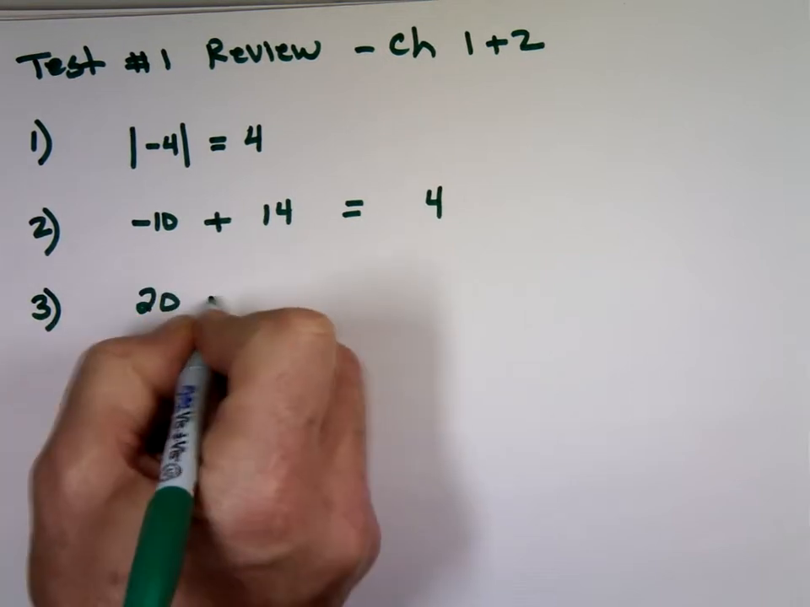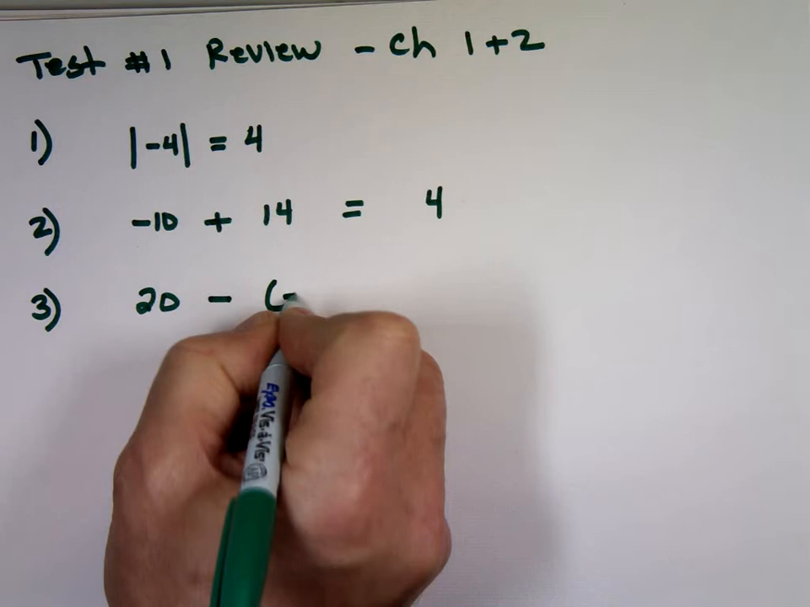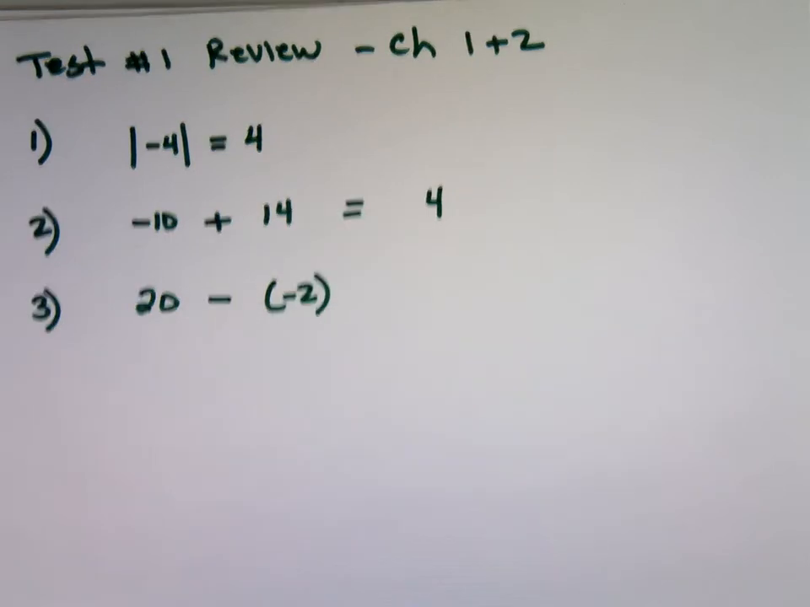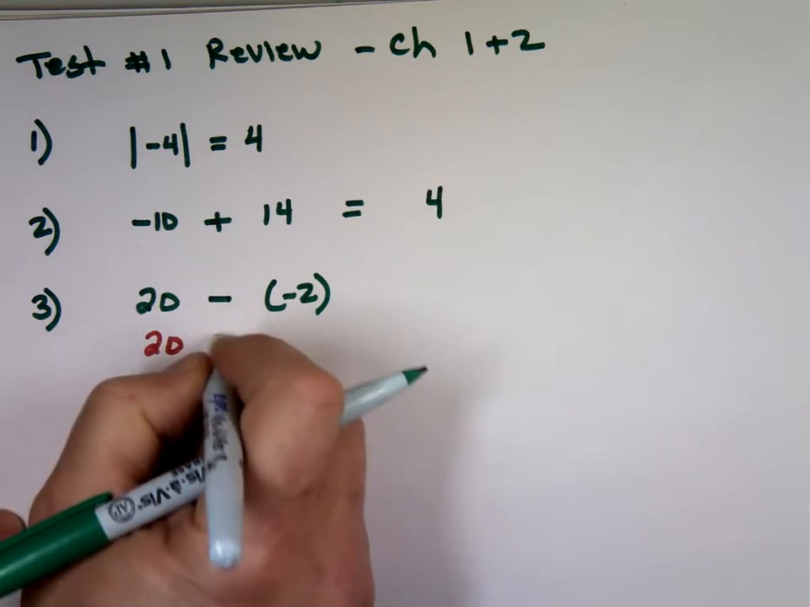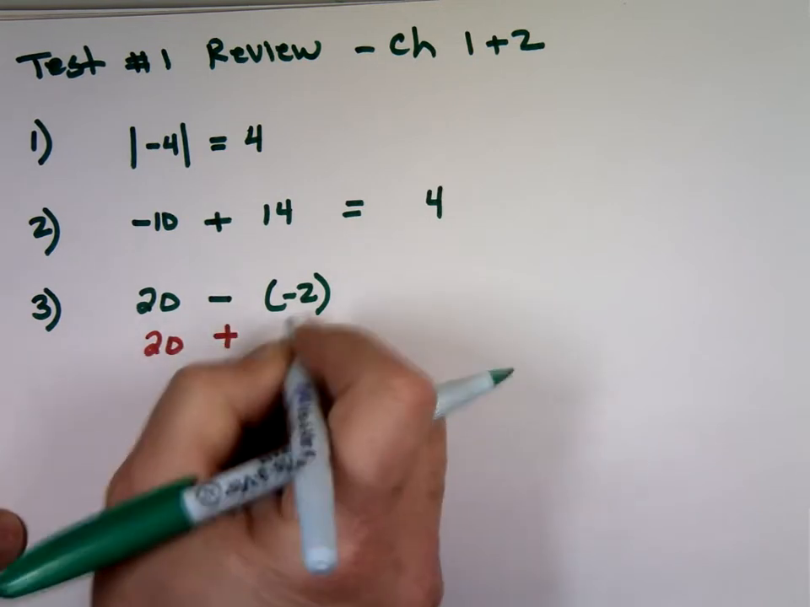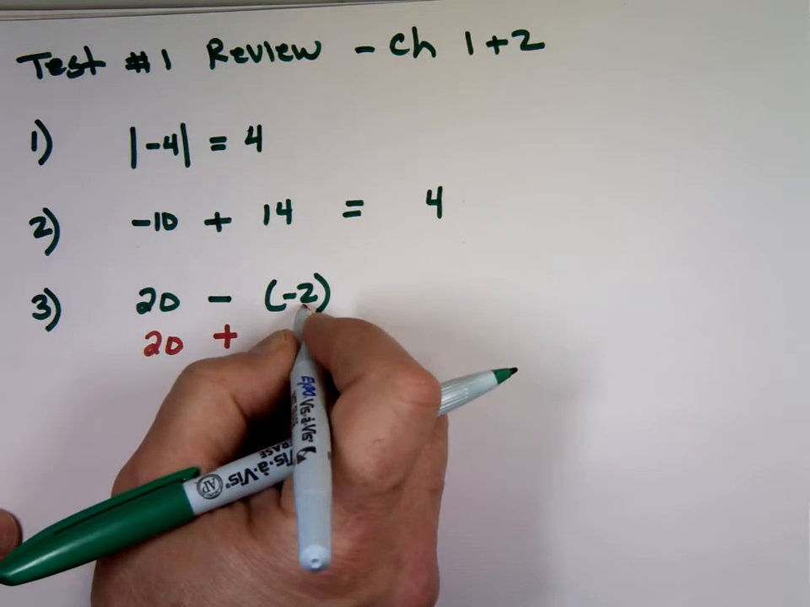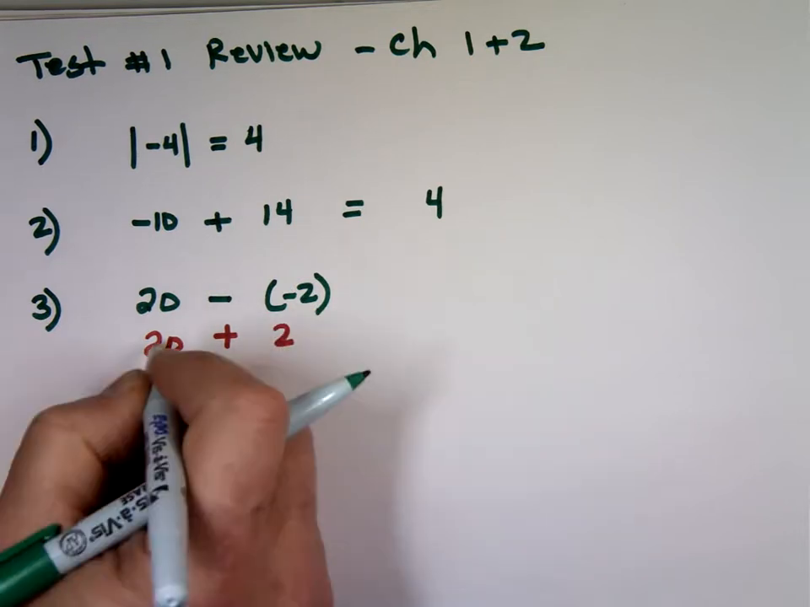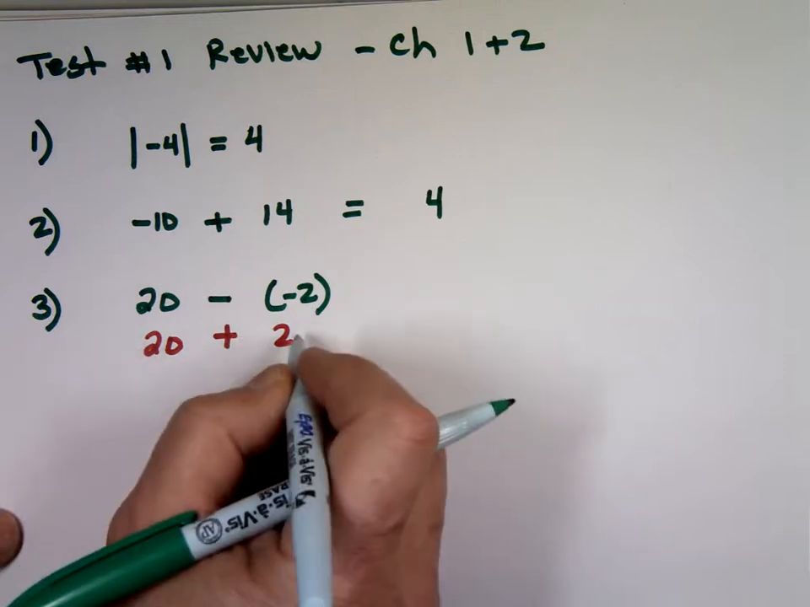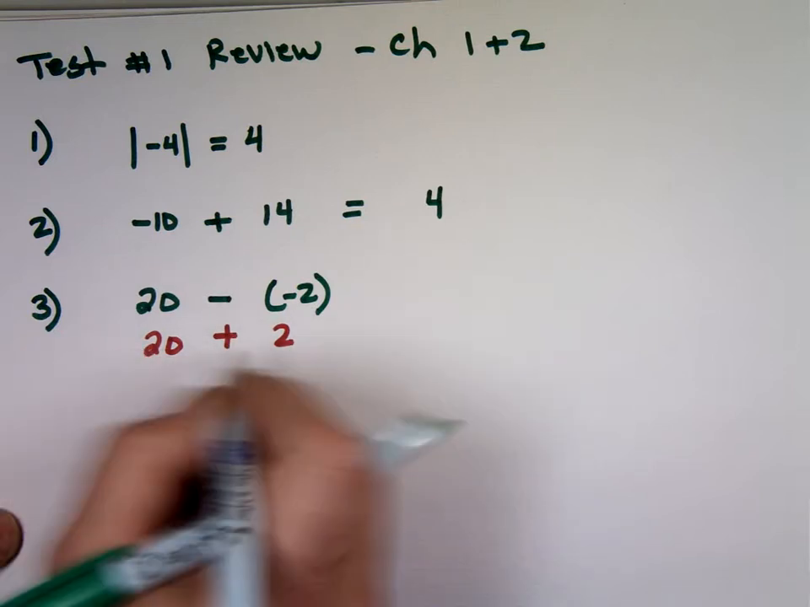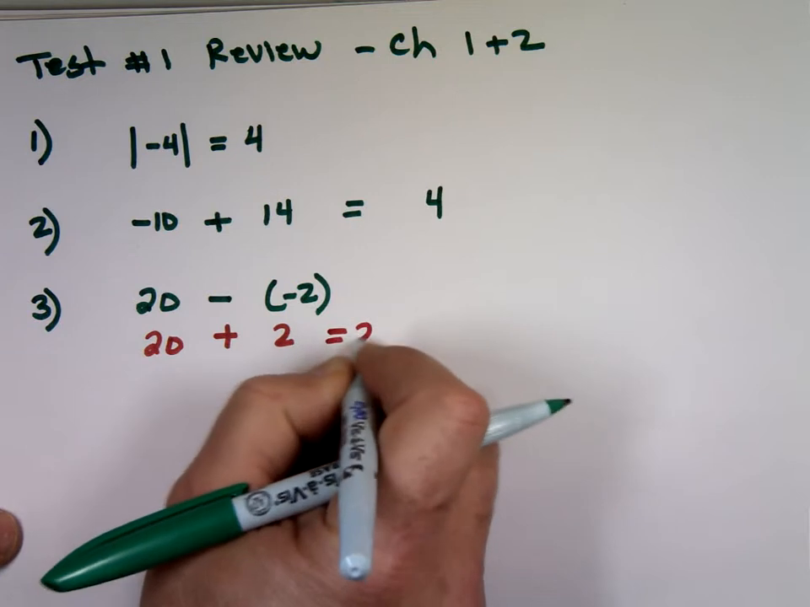20 minus a negative 2. Now again, I don't know if you remember the procedure. We change the subtraction to addition. And what do we do with this number? Change it to positive. So it's keep, change, change. Keep, change, and change. 20 plus the 2, which is what? 22.